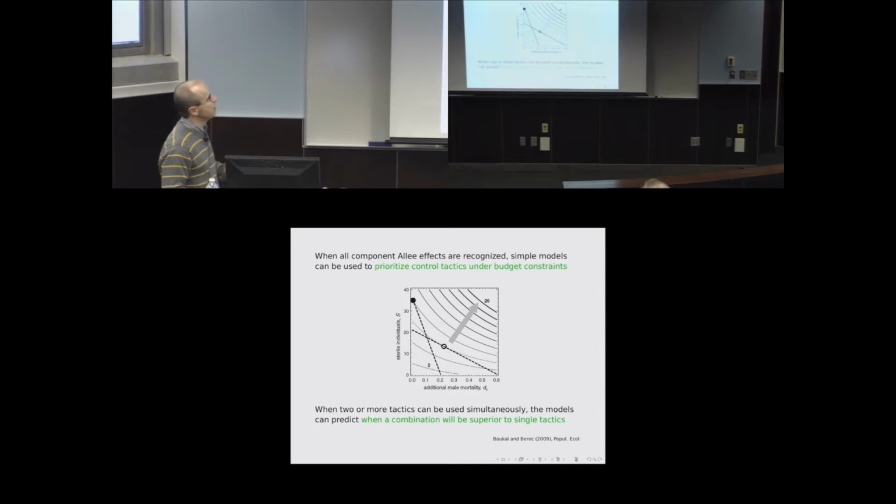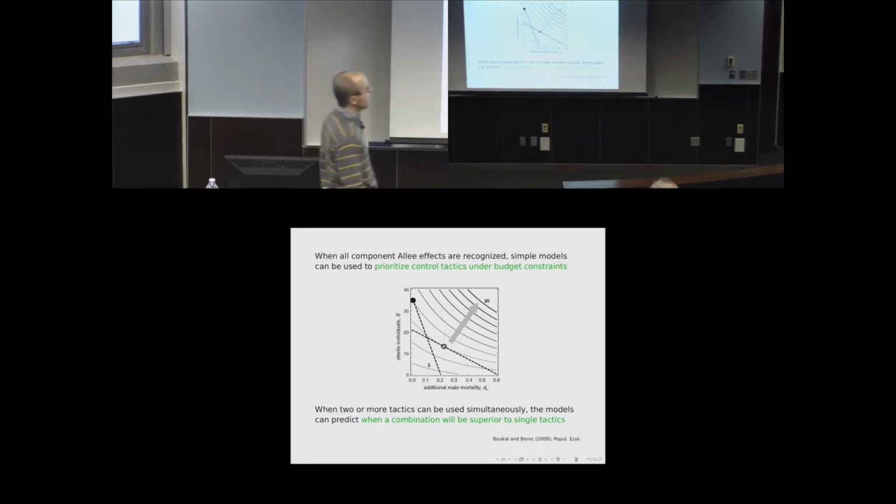If we would like to optimize or find the best amount of money we should use to control the population, we should also take this economic information into account. So if we recognize all the Allee effects in the population, we can plot a graph like this with these isoclines showing different values of the Allee threshold.